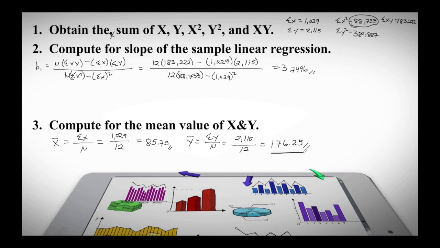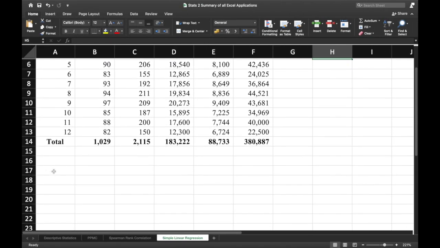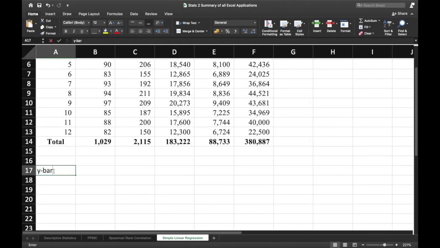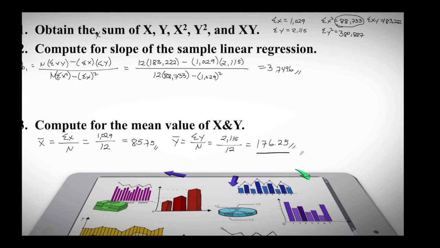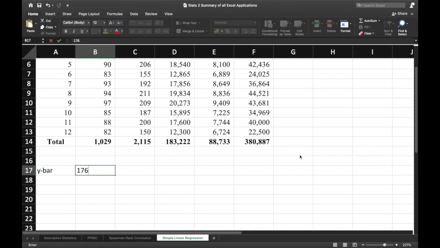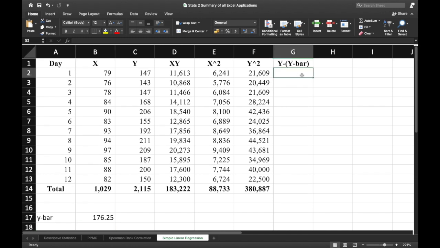176.25. So, let's write it here. Y bar natin. Dito na lang siguro. 176.25. Next, y minus y bar.